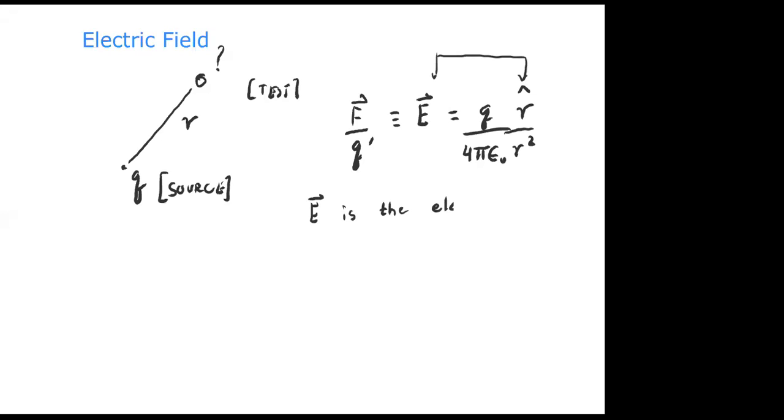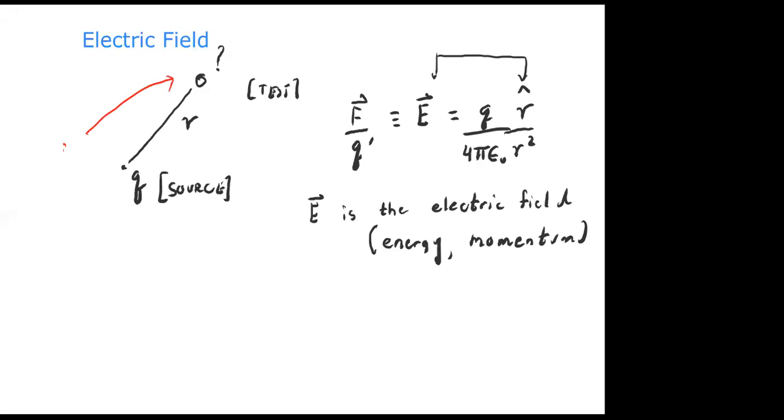It is a vector field, so all the properties of vector fields apply to it. It turns out that this thing has energy. Electric fields have energy, and they have momentum. So they are real things. Namely, if you put back into the system your test charge Q prime, it'll feel a force due to something. And that something is always there, whether the test charge is there or not. That something is this fellow, the electric field.